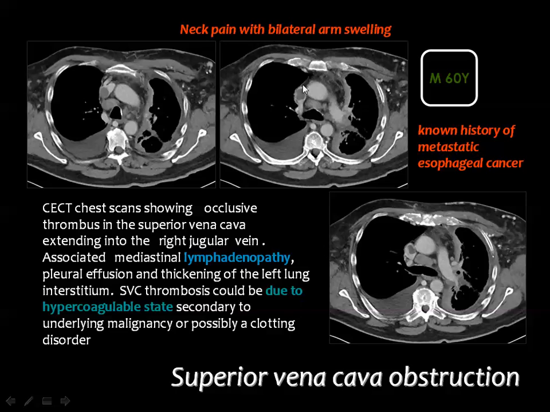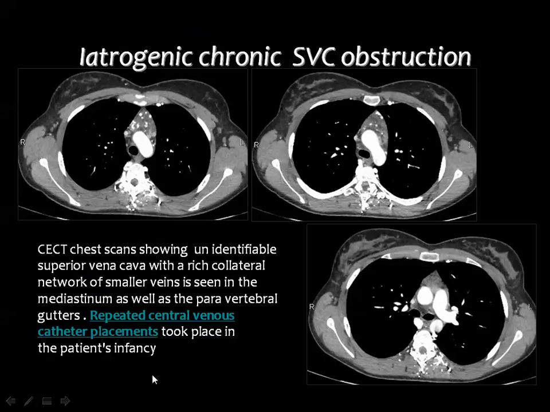This thrombus is not a malignant one because it does not enhance, it does not expand in the vena cava, and the thrombosis here could be due to the hypercoagulable state which may be present in patients having malignancies. And this is a case of superior vena cava obstruction secondary to repeated central venous catheter placement. And this is nowadays one of the well-known causes of vena cava obstruction.